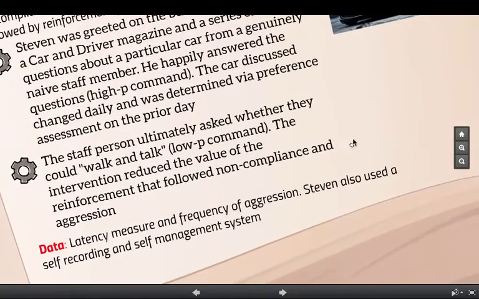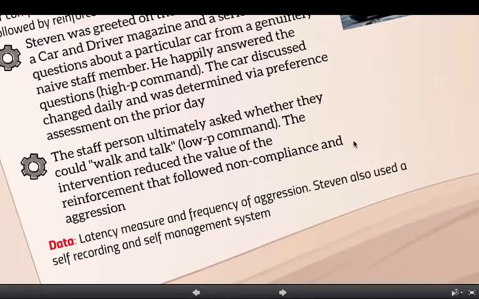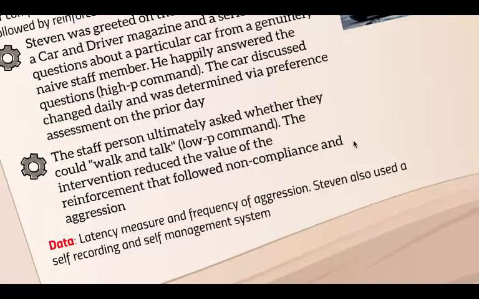Then the staff person, as a result of establishing that sequence of delivering the high probability commands, ultimately posed the low probability command. That is, walk off the bus. However, we can walk and talk at the same time. Now, this intervention reduced the value of the reinforcement he received for noncompliance and for aggression, because he was getting all the attention that he wanted.